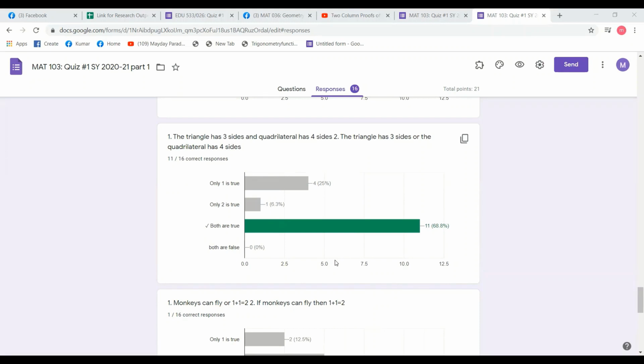For an or statement, the whole statement is true if at least one premise or at least one statement is true. So it is only false if both statements are false. Since here both statements are true, therefore the and and or statements here are both true. So the answer here is option 3.